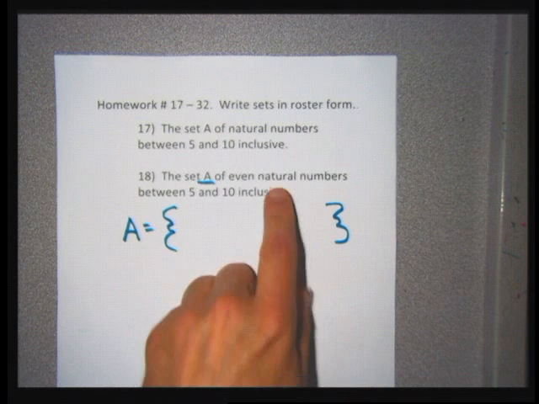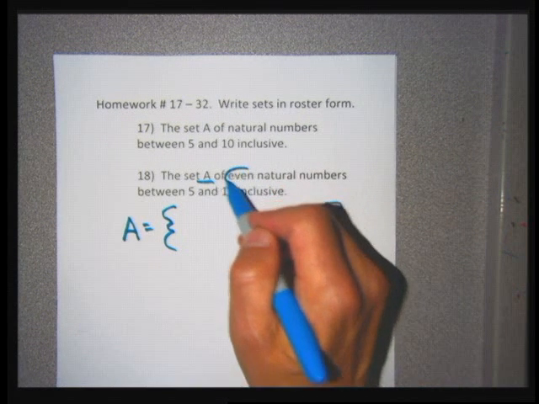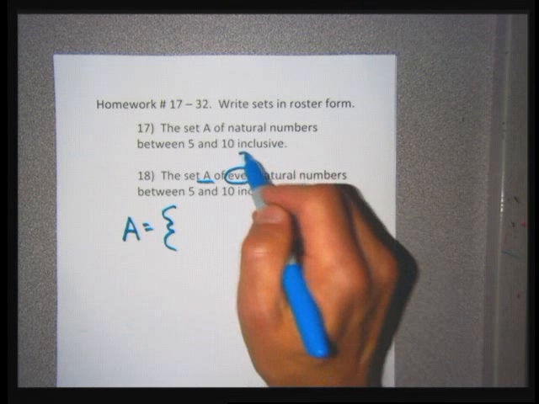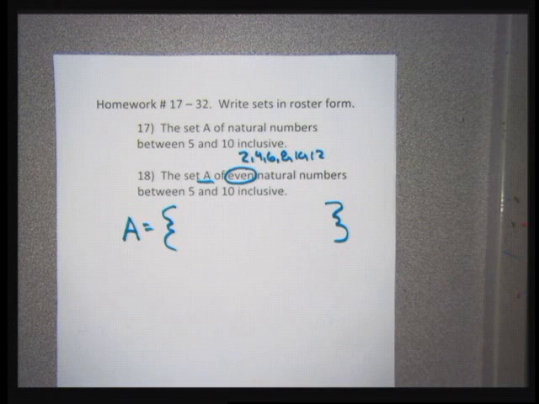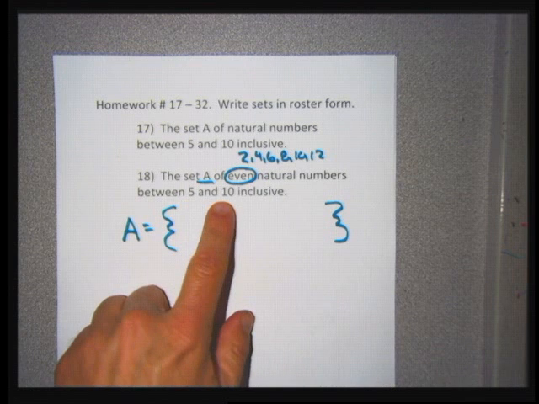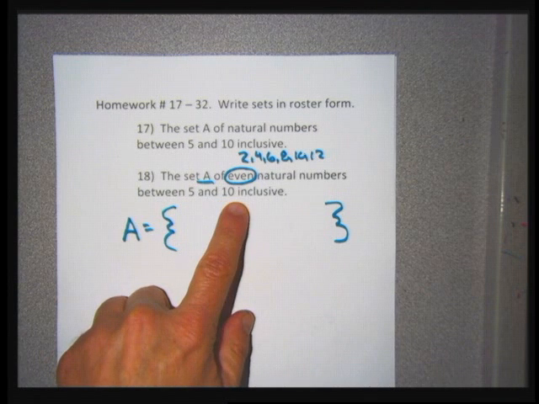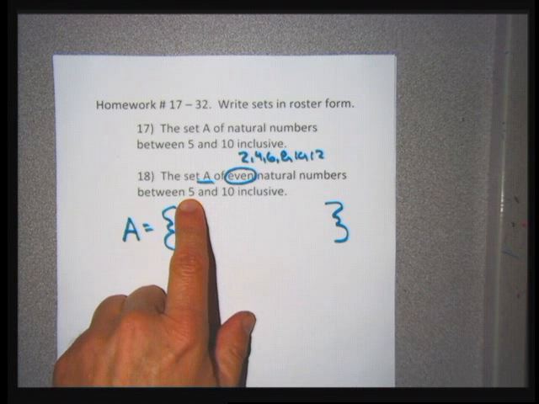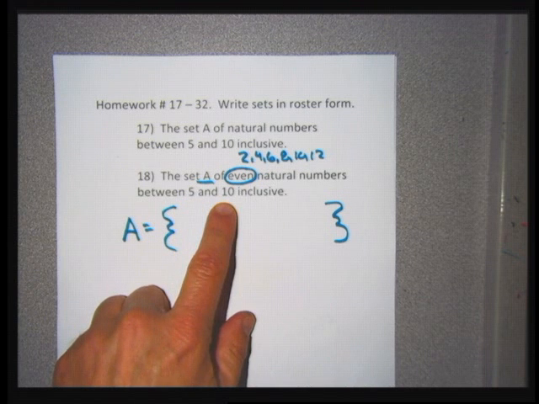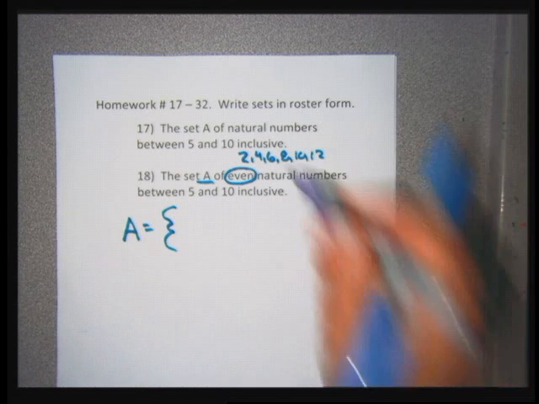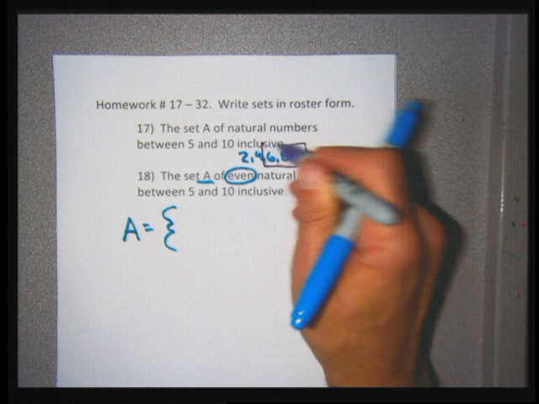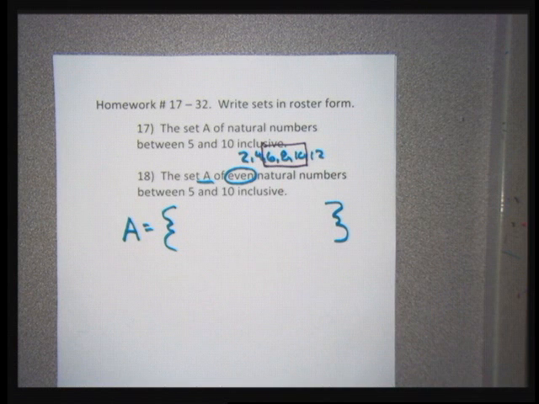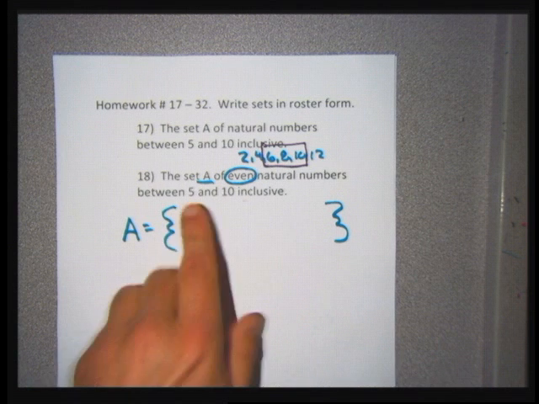And it says natural numbers, but before it says even natural numbers. And even natural numbers are numbers like 2, 4, 6, 8, 10, 12. Those are even natural numbers. Now it says between 5 and 10 inclusive. So I want the natural numbers, and I'd include the 5 and the 10 if they were in the list. If I look at my list of even natural numbers and I want to be between 5 and 10, 4 is not between 5 and 10, 12 is not between 5 and 10. So those are the natural numbers that are described.